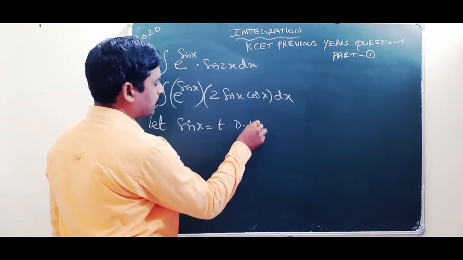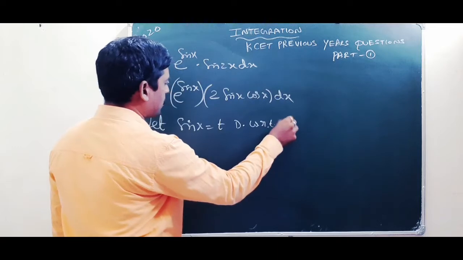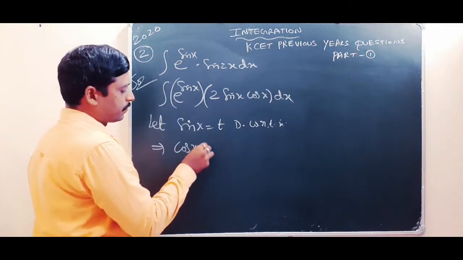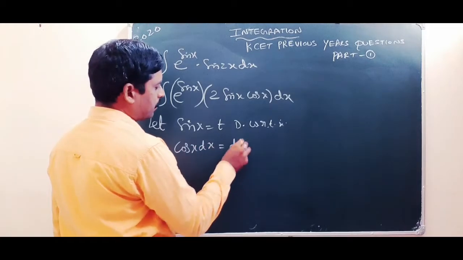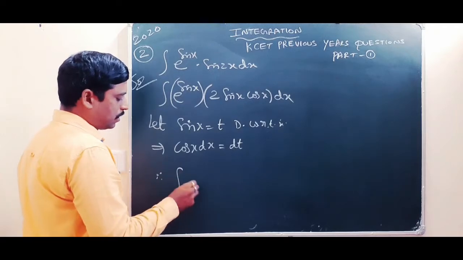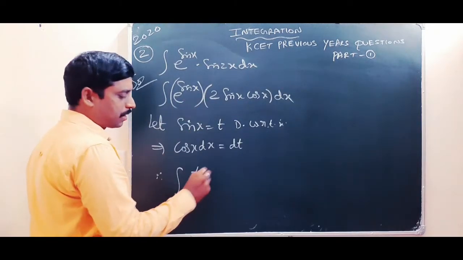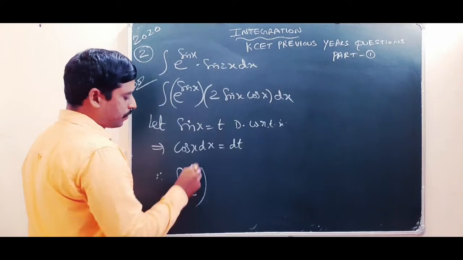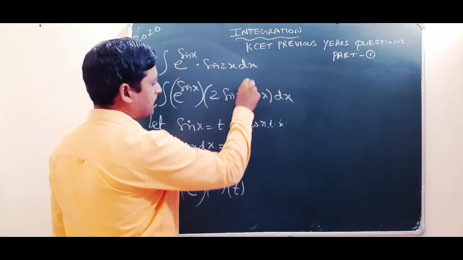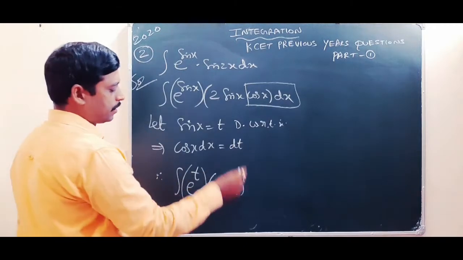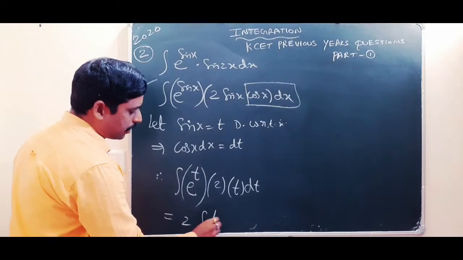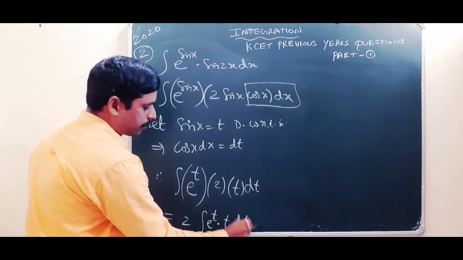Now differentiating with respect to x on both sides, the differentiation of sin x gives cos x dx equal to dt. Right. The integral of e to the power sin x, in place of sin x write t, 2 times sin x value t, cos x dx will be dt. In this, 2 is a constant, the integral of e to the power t into dt.